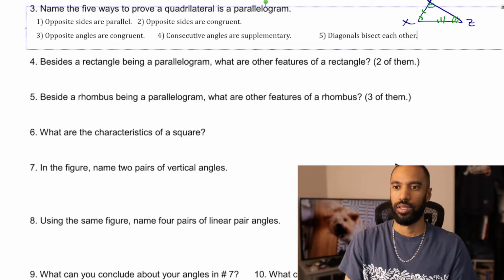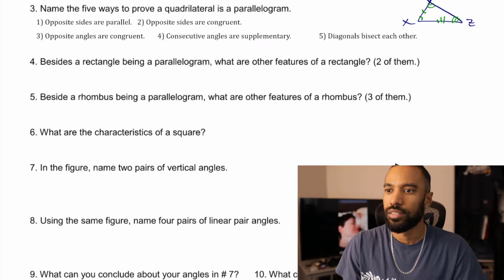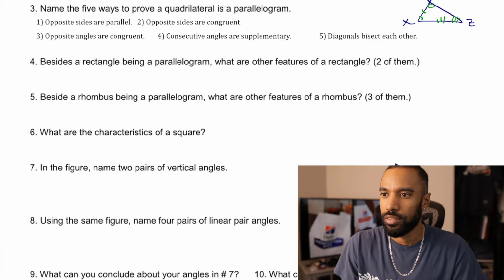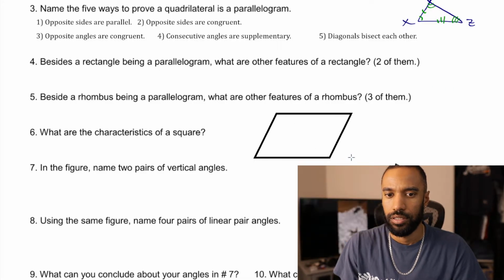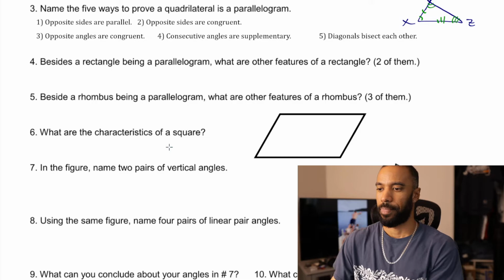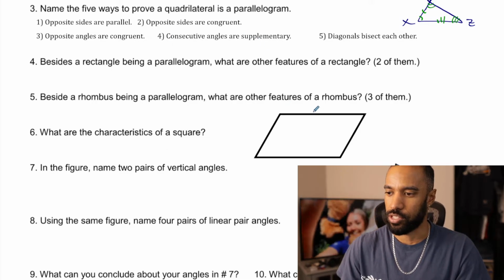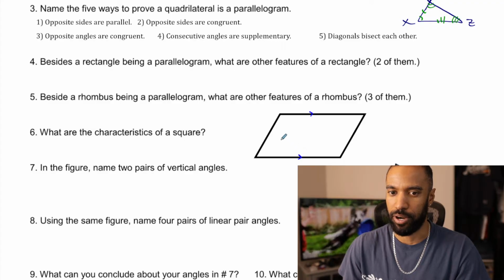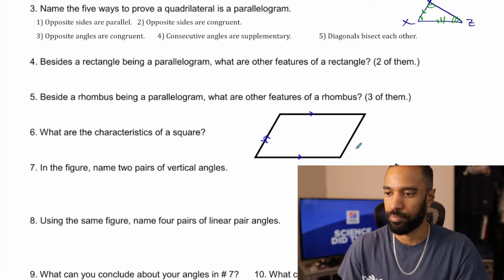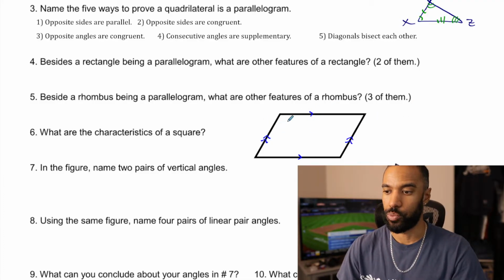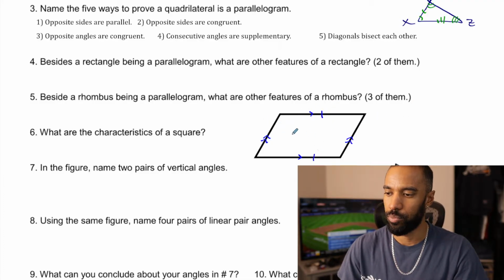Okay. Now, what does this actually look like? Here's a parallelogram, all right? Now, in this parallelogram, the opposite sides, like I said, are parallel. That is just the definition of parallelogram. Parallel, parallel. Not only are they parallel, but they are also congruent to each other. Boom, boom, with boom, boom.